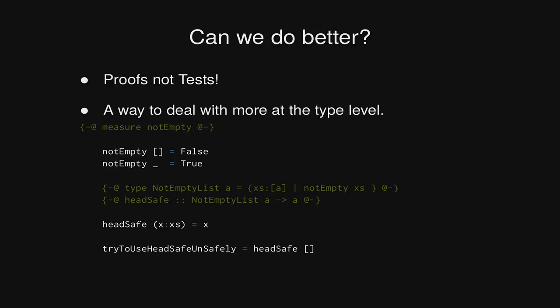So here I have a little bit of liquid type code. The first note here is it's proofs, not tests. In other words, if something is true in a refinement type system, it has to be true. It's not just an arbitrary set of data that make it true. It has to be true all the time.